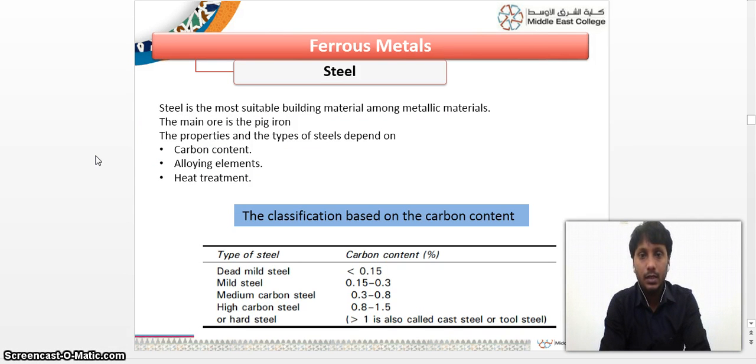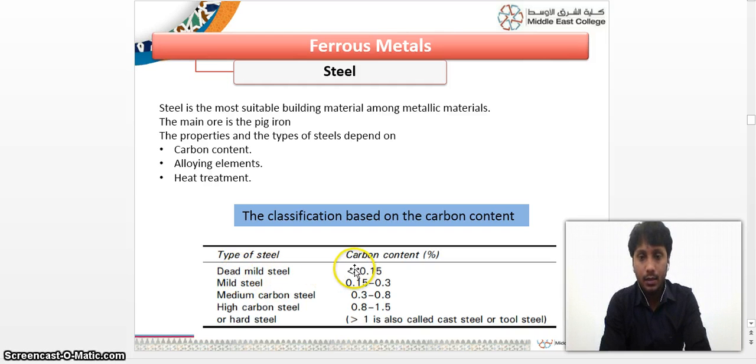Now coming to steel. We are very fond of steel in civil engineering construction, and we have heard this metal so many times. Steel is the most suitable material among metallic materials. The main ore is pig iron. The properties and types of steel depend on carbon content, alloying elements and heat treatment. The classification is based on the carbon content.